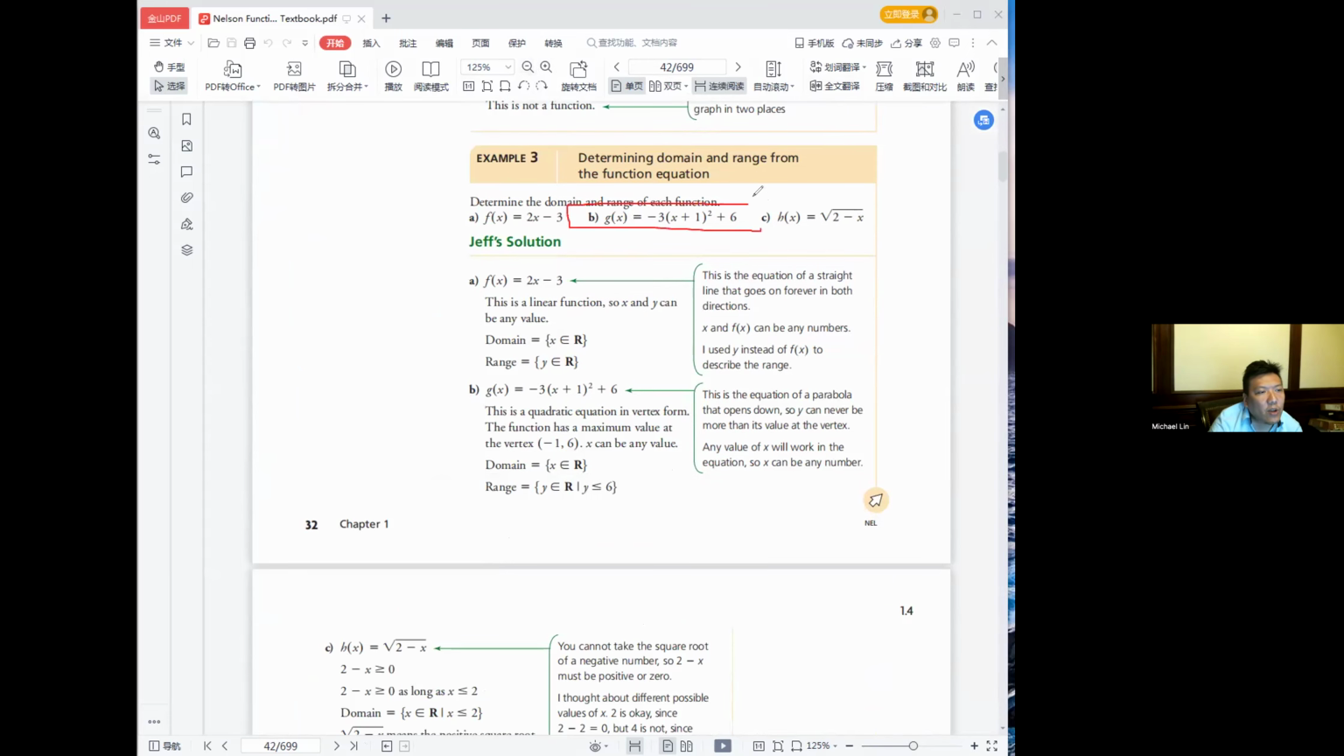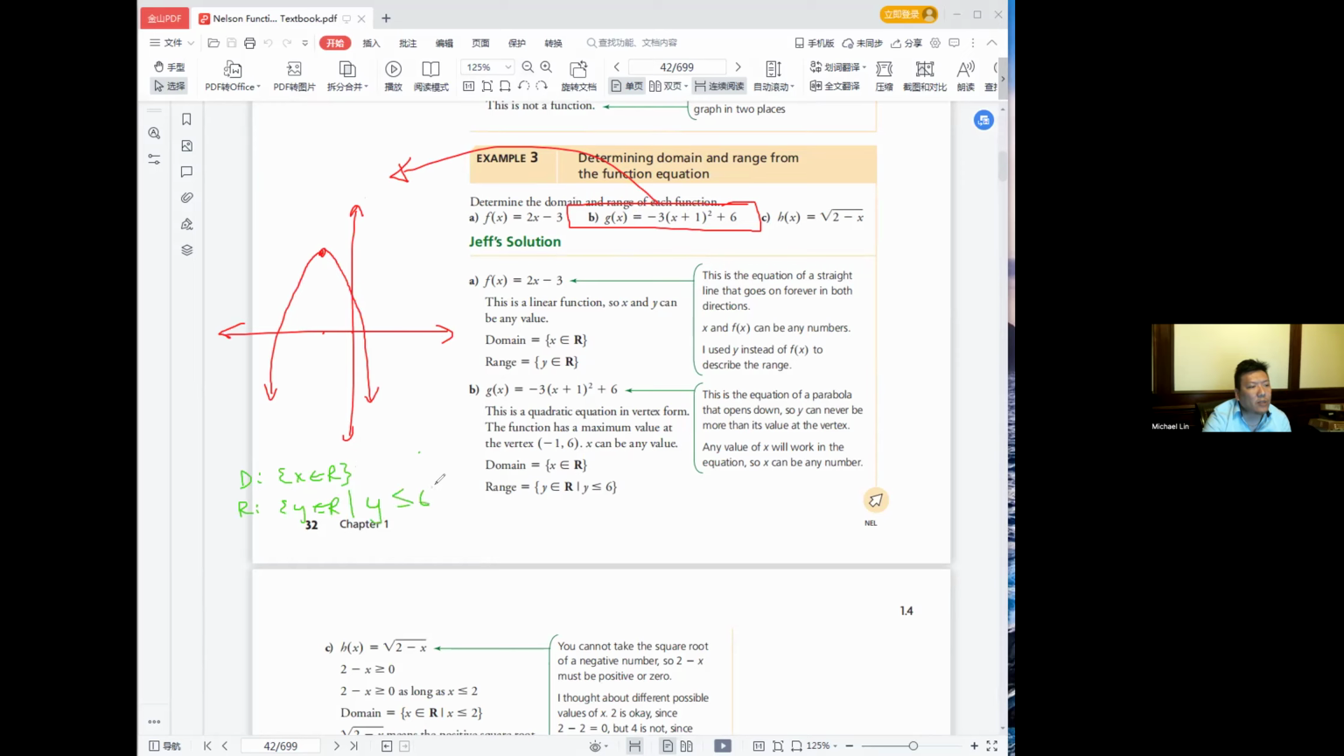We wanted to figure out the domain and range for this one. This we already know is a parabola written in vertex form. So if we wanted to just do a quick sketch, this is going to have my vertex at -1, 6, and it opens downwards because of the negative coefficient. So that means we can see the domain is going to be x belongs to all real numbers. And the range is going to be y belongs to all real numbers such that y is less than or equal to 6. Because my vertex is at -1, 6 and opens downwards, that means y can only be less than or equal to 6.